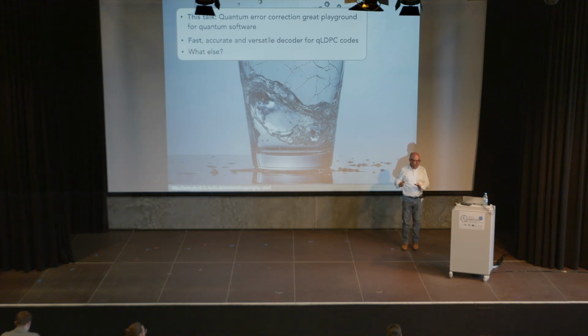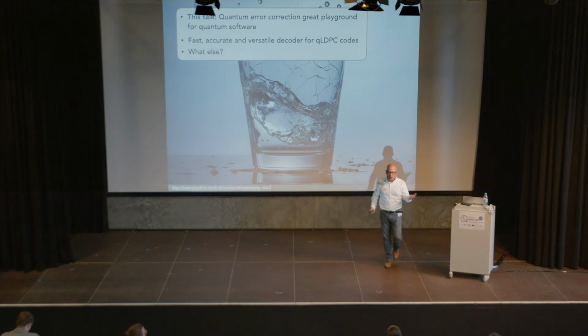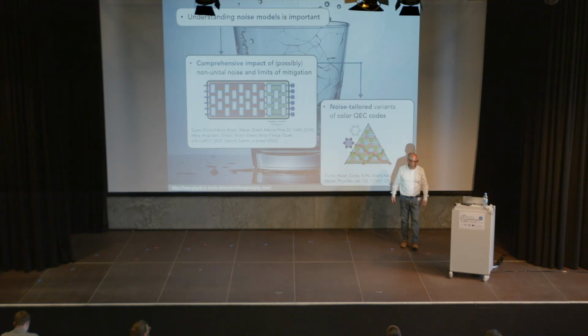Quantum error correction is a great playground for quantum software. We found a fast, accurate, and versatile decoder for QLDPC codes that have nice features, but they really work well in practice when you run them with quantum software on a machine. But what else is there? I said this is an invitation, so what can we think about? And I'll throw a couple of thoughts into the room.